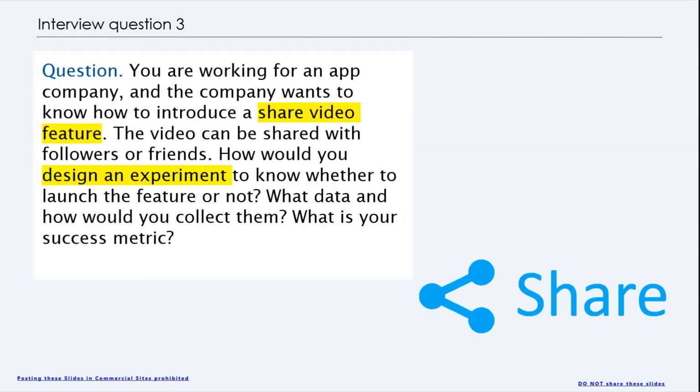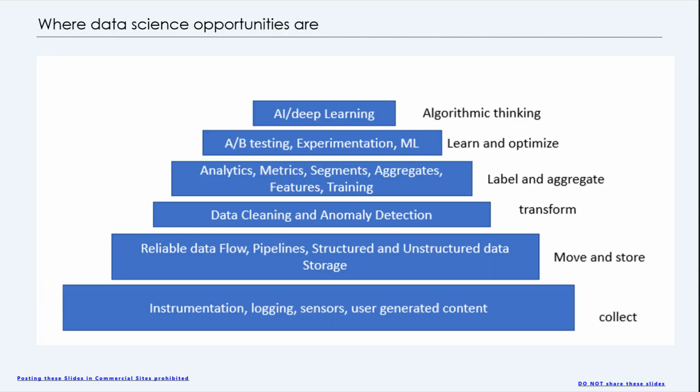The other question might be, you're working for an app company and the company wants to know how to introduce a share video feature. The video can be shared with followers or friends. How would you design an experiment to know whether to launch the feature or not? Questions like what data and how would you collect it? What's your success metric? These are important things to think about when you think about data science.